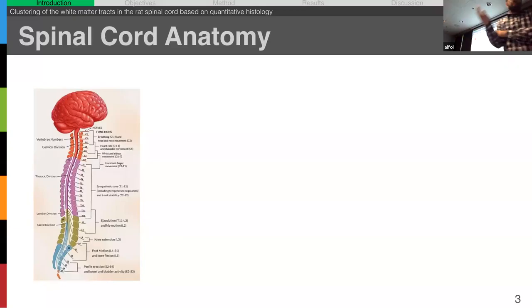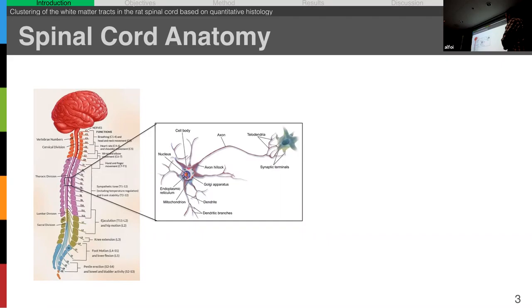All right, so the spinal cord is responsible for the transmission of information from the body to the brain and vice versa. It is segmented into four sections: the cervical, thoracic, lumbar, and sacral. Each section is also divided into further subsections, which each have unique responsibilities and roles. So for example, C1 to C8, and T1 to T13, and so on.